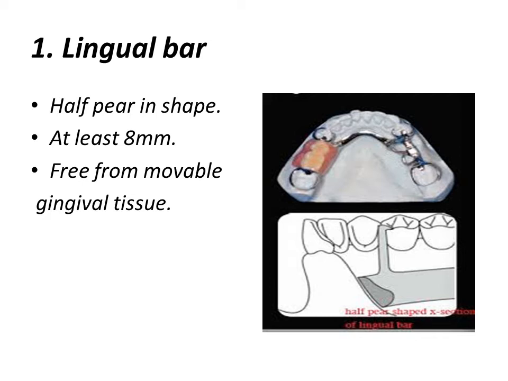We have a limited space in this area. We have lingual frenum and tongue movement inferiorly, and we have gingival tissue superiorly. So, for lingual bar, we need space of at least 8 mm or more to design the lingual bar. Otherwise, if we don't have this much space, we have to decide on another type of major connector.